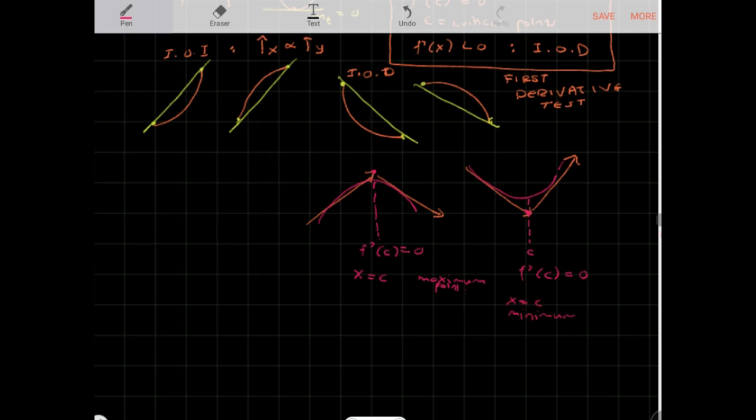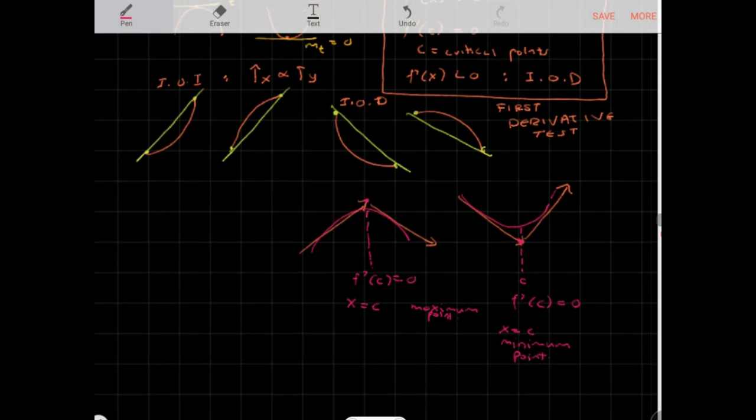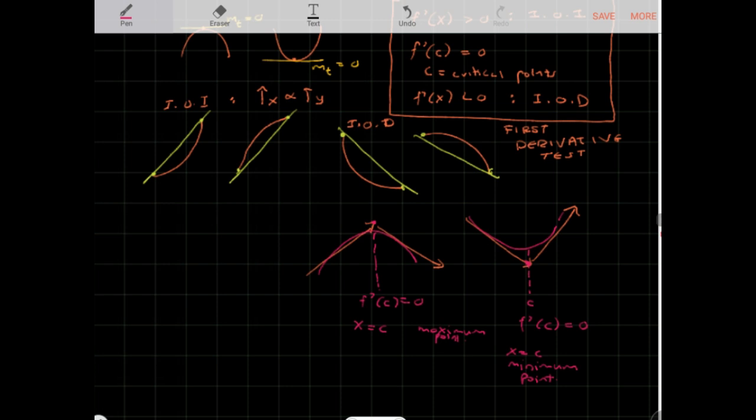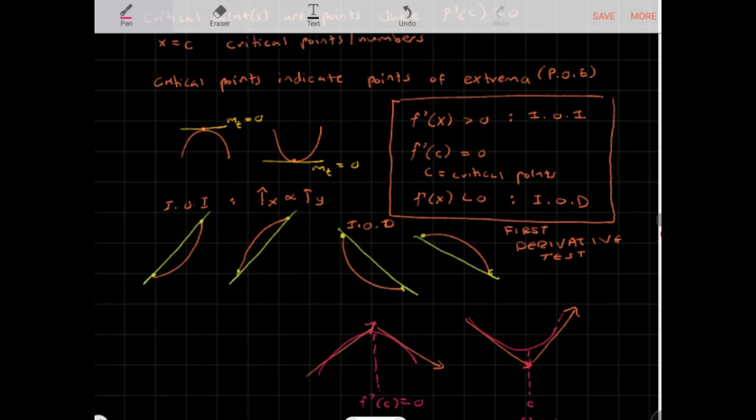So this is why determining intervals of increase and decrease is really useful in conjunction with locating critical points, because they can actually tell us if we have a particular type of extrema, right? So this is really useful to understand, and we'll look at a few questions and how to apply this knowledge of the first derivative test.